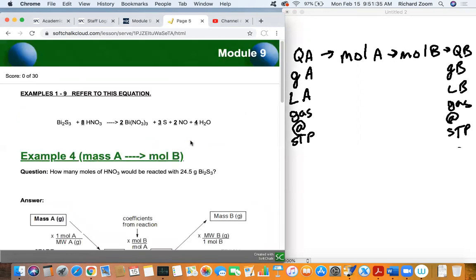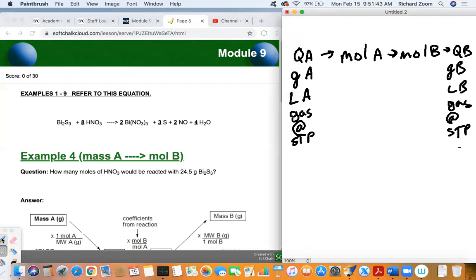Okay. Now, what about something like this? How many moles of HNO3 would be reacted with 24.5 grams of Bi2S3? So where do we start? Well, that's pretty easy. You look at whatever has the number in front of it. That's where we're going to start.